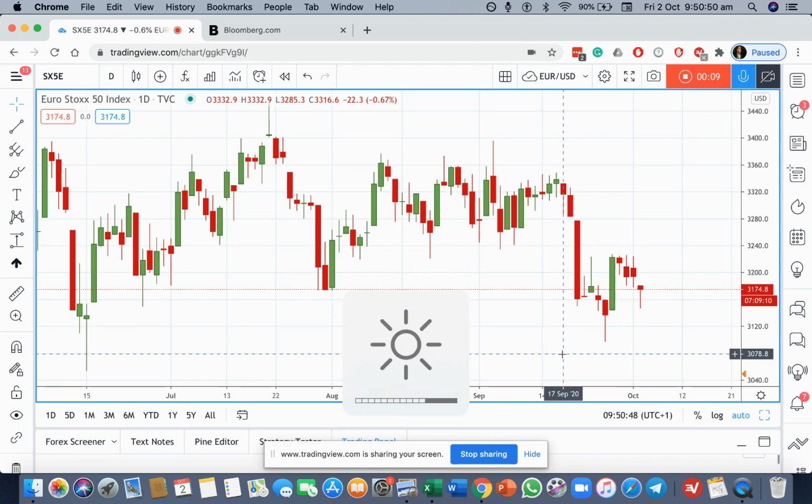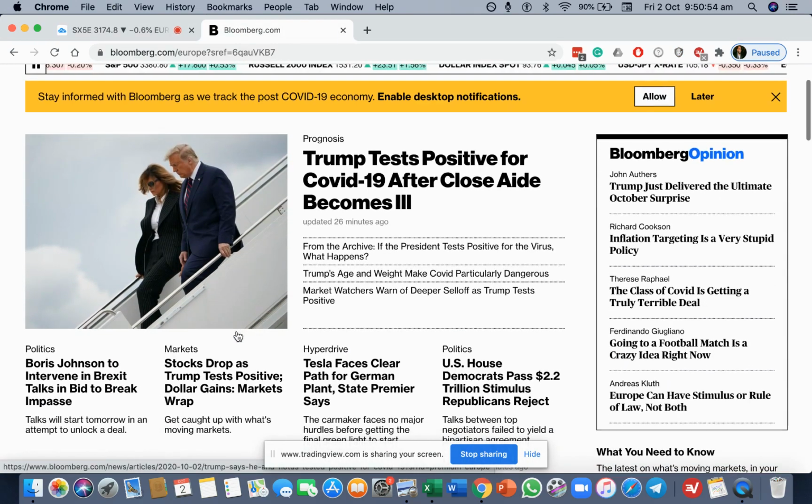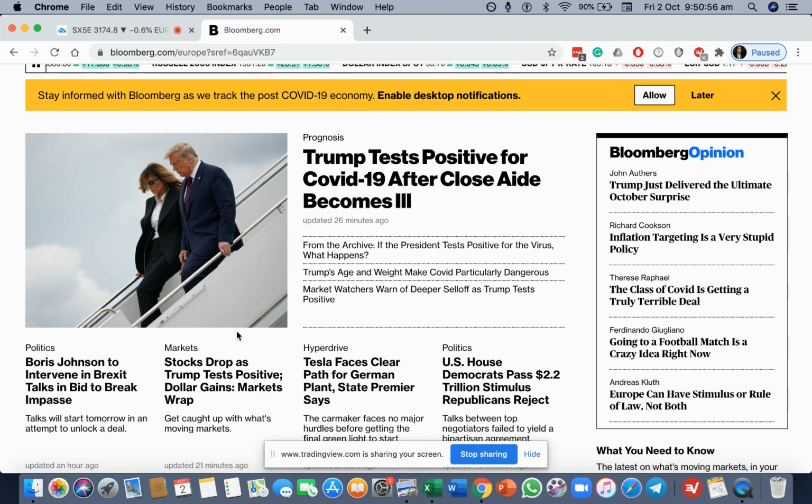Interesting morning. Donald Trump has been confirmed to have caught coronavirus and he is now in quarantine, which is going to put some uncertainty around the US election because investors are now going to have to assess what happens if Donald Trump can no longer be on the ballot. What happens if Michael Pence has to take his place? What does this mean for the election?